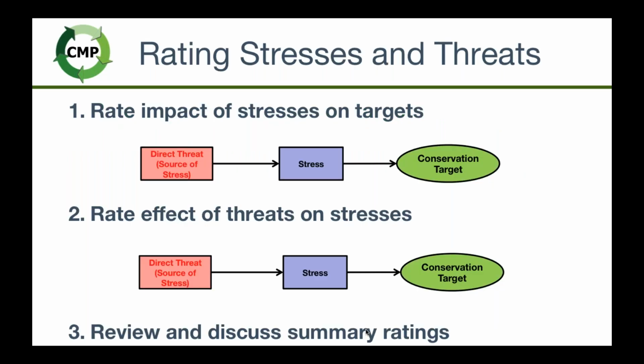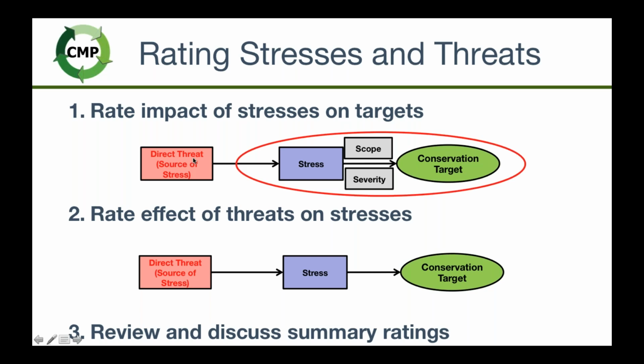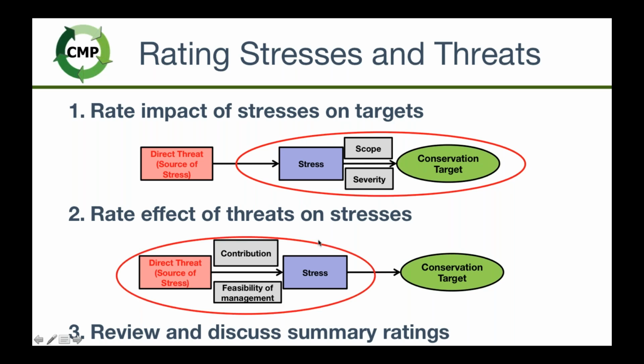So let me show this in a different way here. You have a conservation target that's affected by a stress, and that stress is being driven by what the Nature Conservancy used to call sources of stress, which we call direct threats. So first you rate the effect of the stress on the conservation target in terms of scope and severity. And then you rate the contribution of this direct threat and the feasibility of management of this direct threat in terms of its effect on the stress.